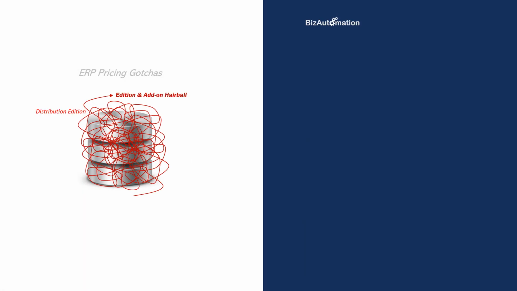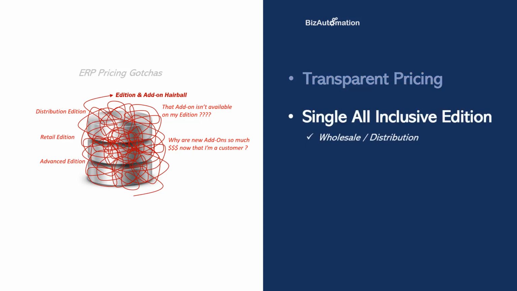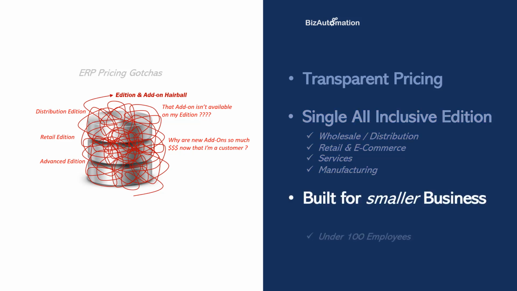Against ERP software known for their maze of additions and add-ons, BizAutomation displays everything on its pricing page and offers a single, all-inclusive version, which can be modified for different industries and roles, including wholesale distribution, retail, e-commerce, services, and manufacturing. And where most systems are generally built around the needs of big business, BizAutomation is all about the smaller business.